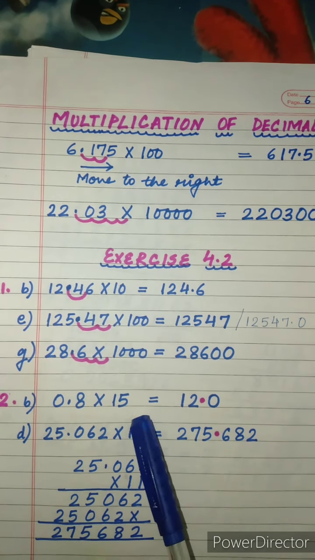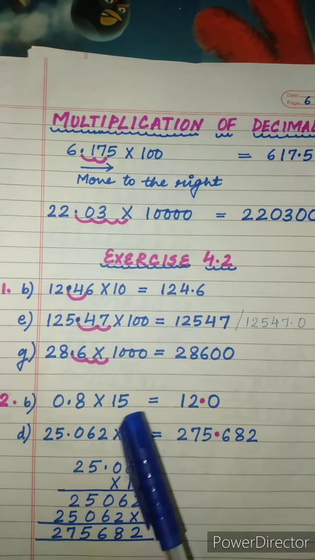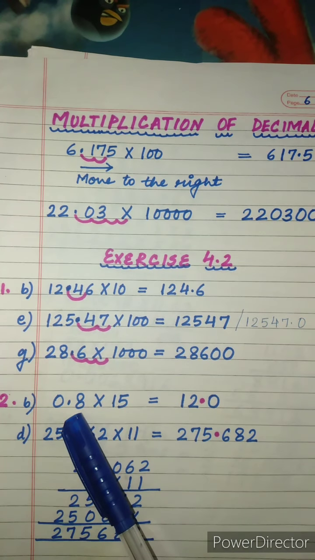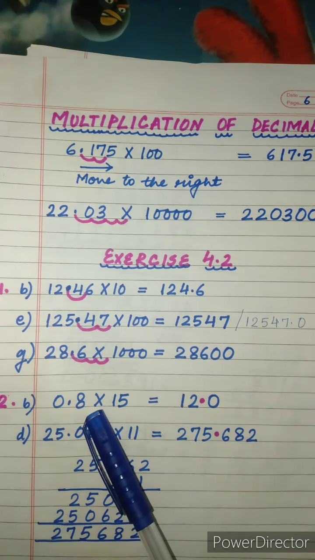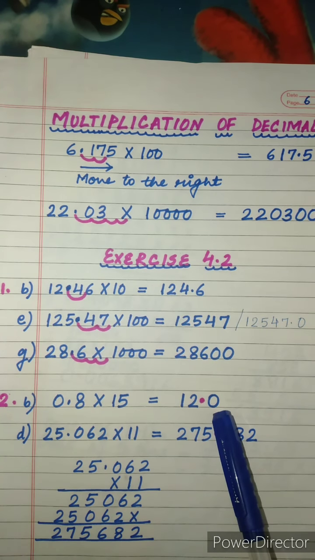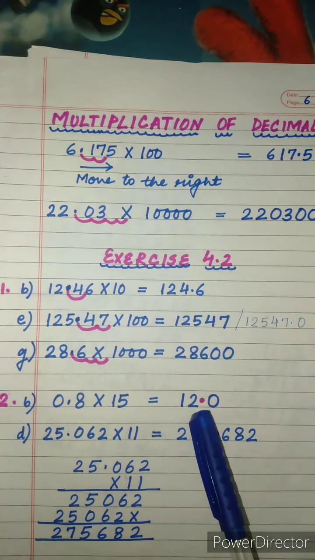Question number 2. Here we are multiplying the decimal numbers by 15. That is 0.8 by 15. So 15 into 8 is 120. But we have decimal also. How many places are there after the decimal? It is only 1. So we are going to count our decimal place. That is 1. 120 है, तो 0 के बाद में you are going to put 1 decimal.